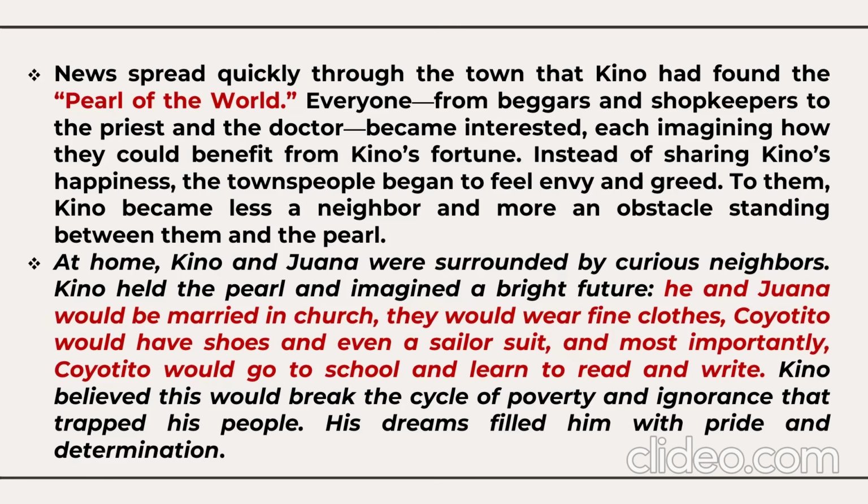Kino held the pearl and imagined a bright future. He and Juana would be married in church. They would wear fine clothes. Coyotito would have shoes and even a sailor suit. And most importantly, Coyotito would go to school and learn to read and write. So they start imagining such a bright future. Kino believed this would break the cycle of poverty and ignorance that trapped his people.